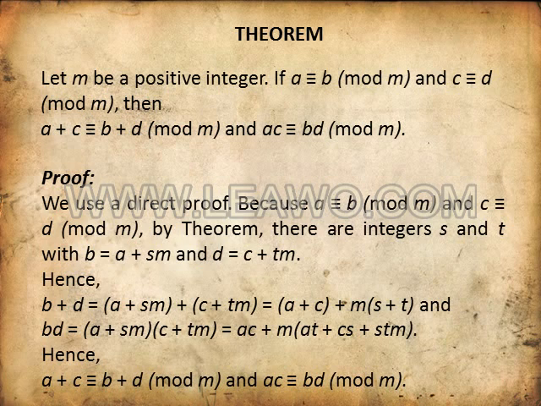Hence, b plus d is equal to a plus sm plus c plus tm, which is equal to a plus c plus m multiplied by the sum of s and t, and bd is equal to a plus sm multiplied by c plus tm, which is equal to ac plus m multiplied by the sum of at, cs, and stm. Hence, a plus c is congruent to b plus d modulo m, and ac is congruent to bd modulo m.